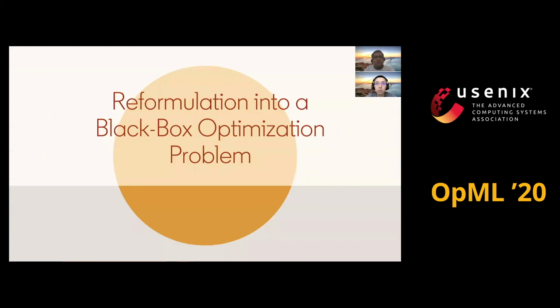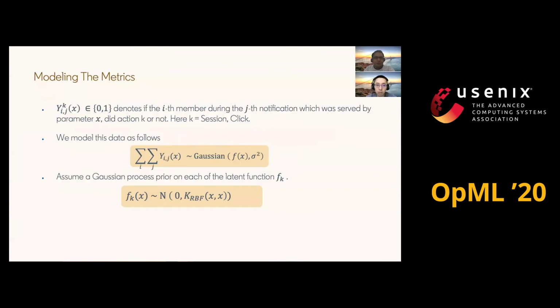Let's talk about the reformulation as a black box optimization problem. One way to model the metrics is, for a given member i and a notification j, when we send the notification, we can observe the metric, and let's call it Yij. By definition, this can either be 0 or 1. When you send a notification j to a member i, if the member engages in a session, the value of Yij is 1, else it is 0.